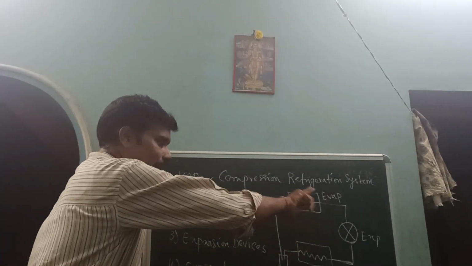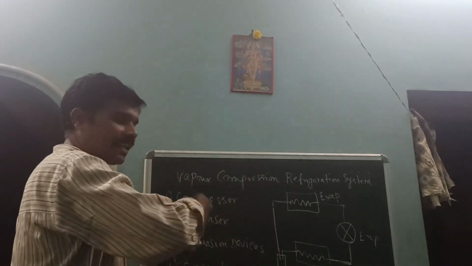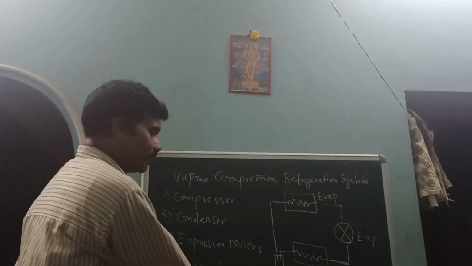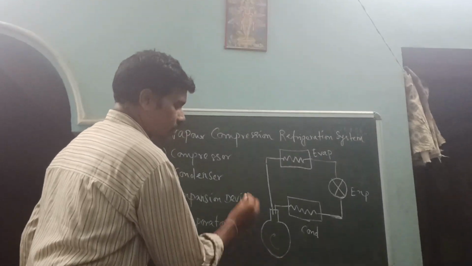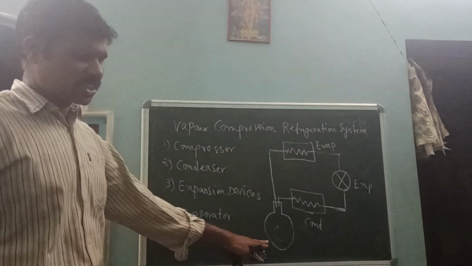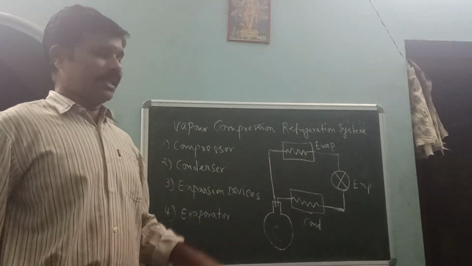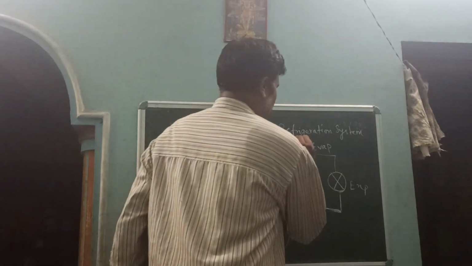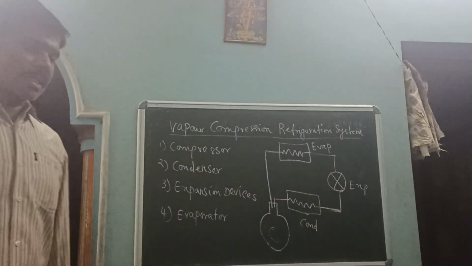This is the closed cycle. The entire four parts perform the same function again and again. It is a closed cycle. In this type of vapor compression refrigeration system, the cycle runs with the help of compression of vapor, right? Then the cycle is generally called the vapor compression refrigeration system.